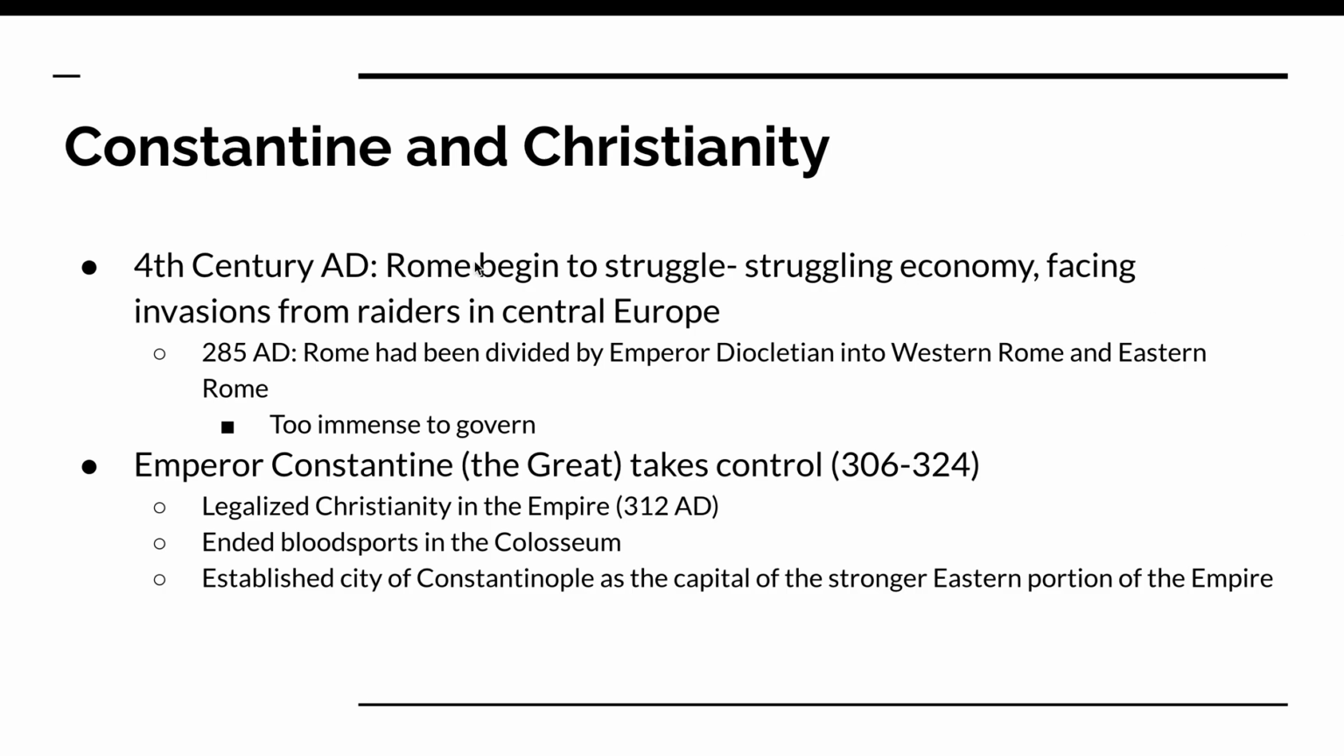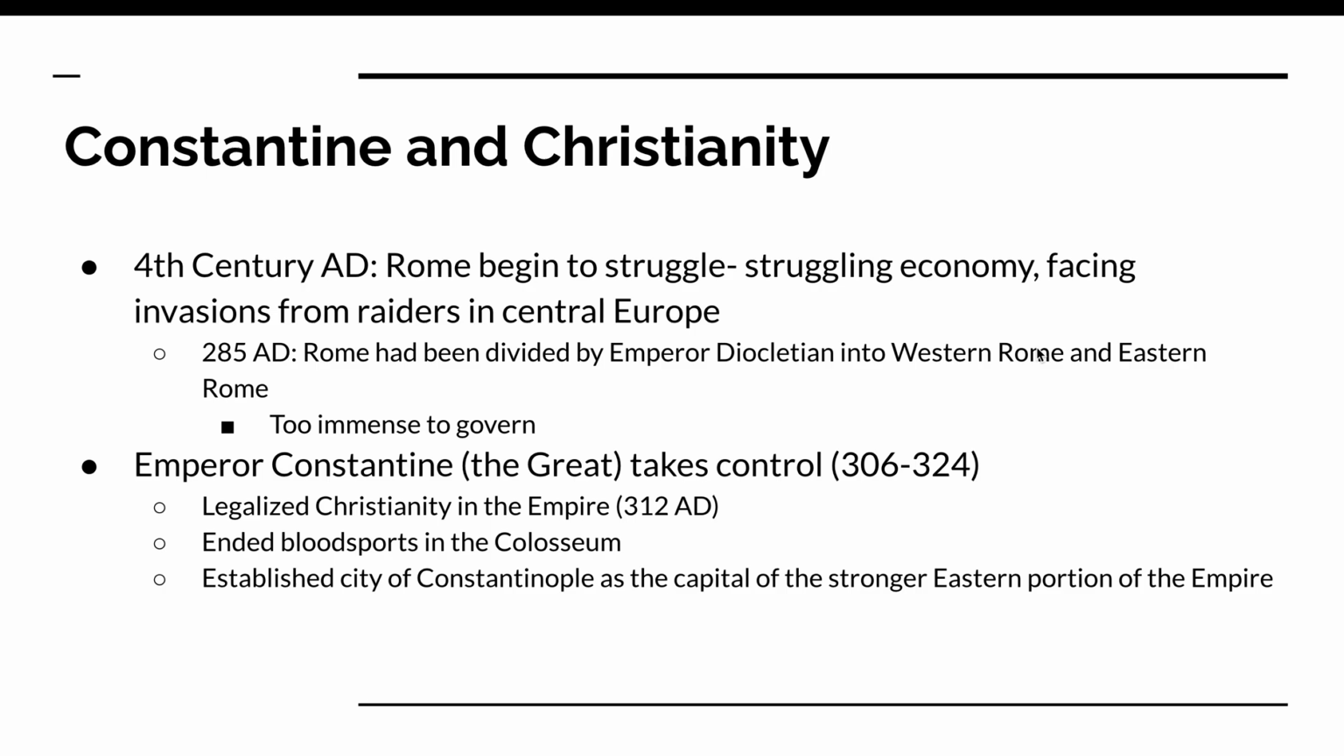But what happens is, in the 4th century, Rome begins to struggle. The Pax Romana was such a nice time in Roman history that all good things come to an end, and the economy starts to fail. We start to see more warfare. We start to see disease and plague and starvation. And what happens in the 3rd century is Rome is actually divided. I mentioned this on the timeline at the very beginning of the overview. Rome is divided between Western Rome and Eastern Rome.